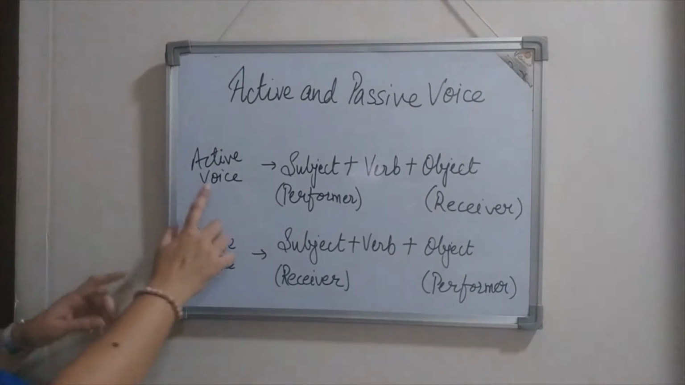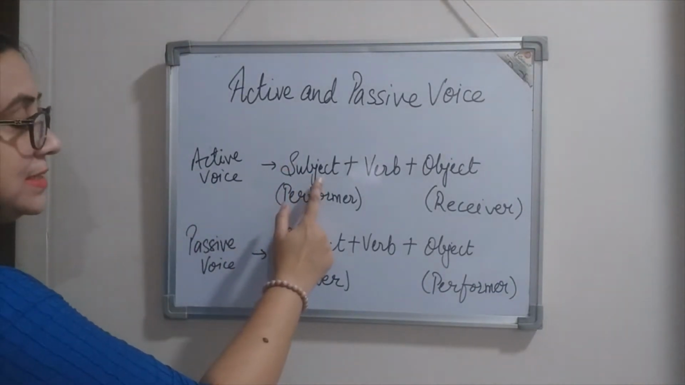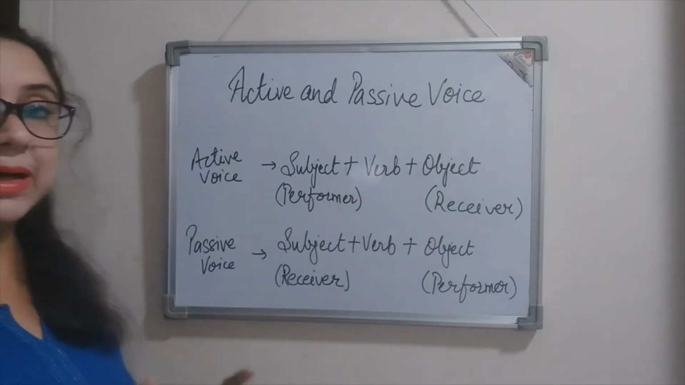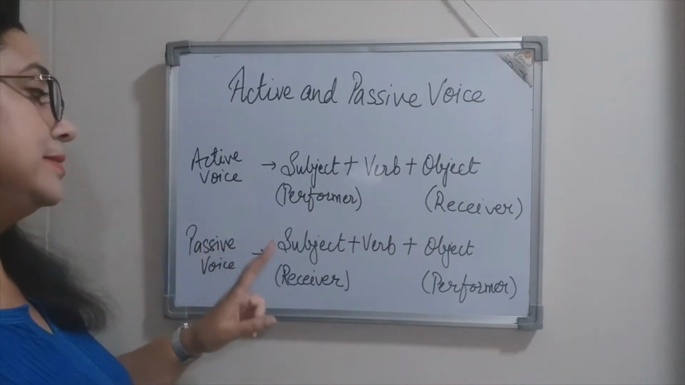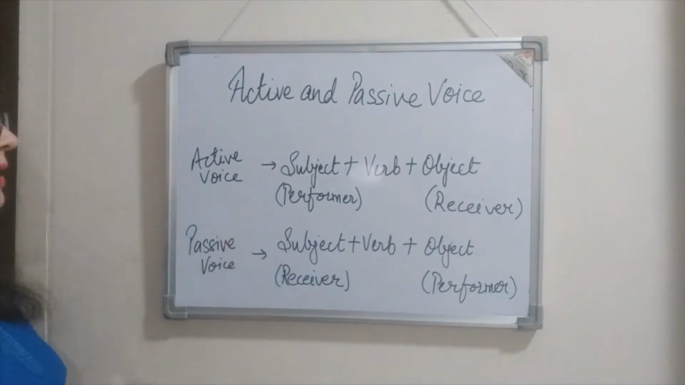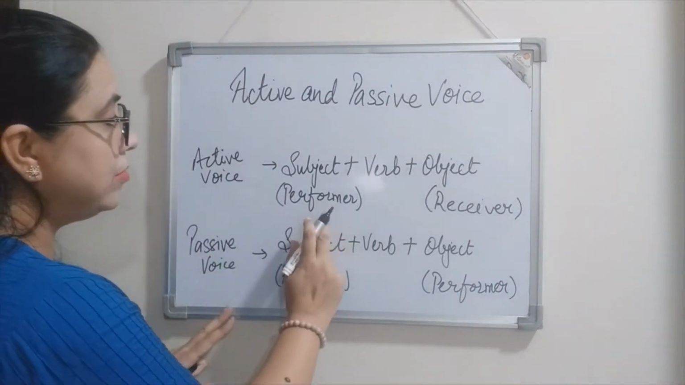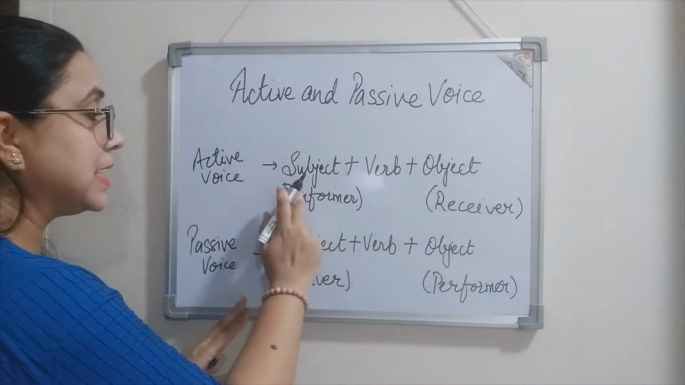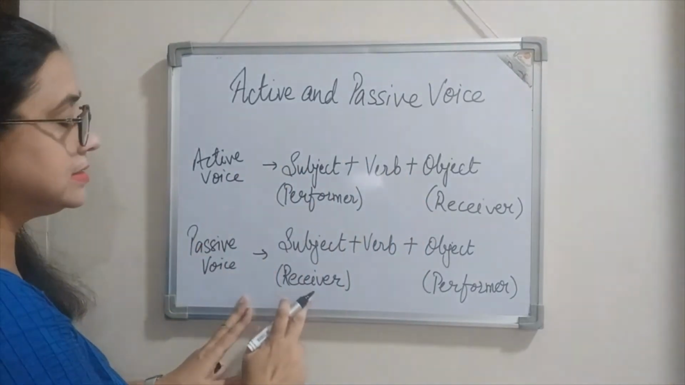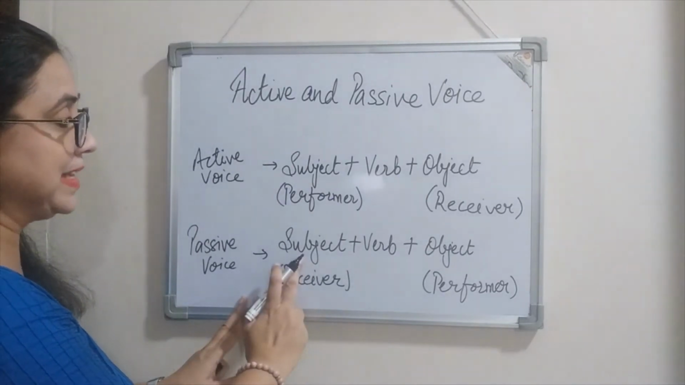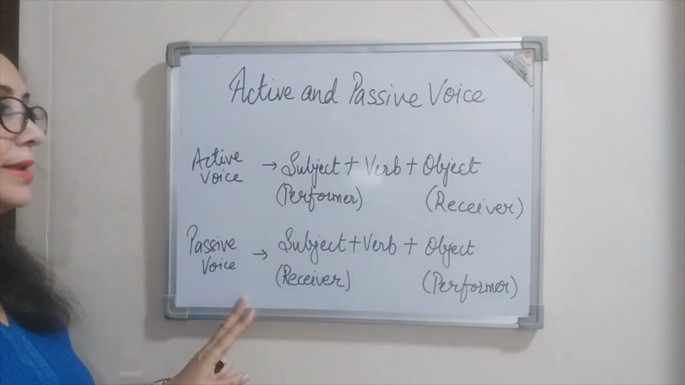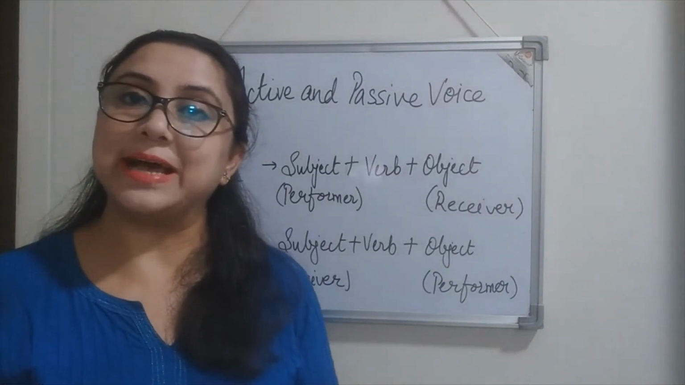In active voice, the subject is there, verb is there, object is there. So this is the basic structure. In passive voice, the same thing: subject, verb, object. But what is the difference? In active voice, the performer is at the subject's place and the receiver is at the object's place. But in passive voice, the receiver is at the subject's place and the performer is at the object's place. Now let us see this with the help of an example.